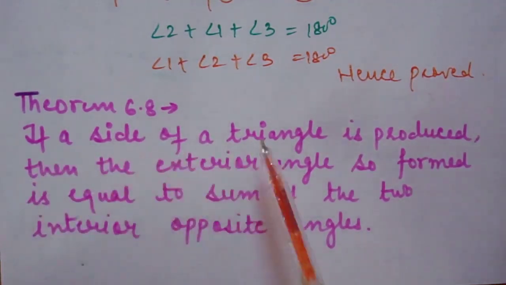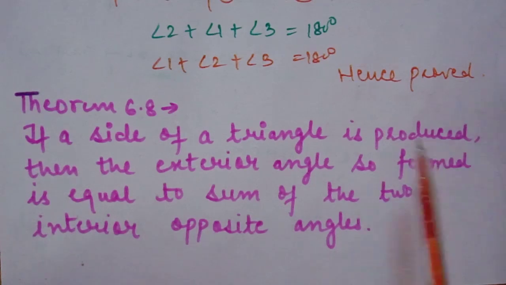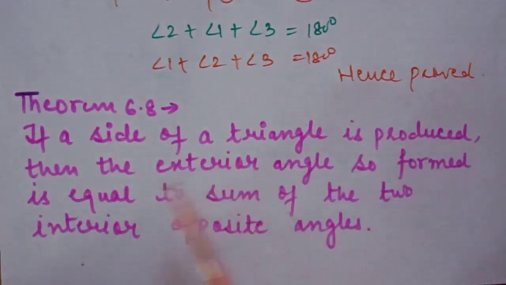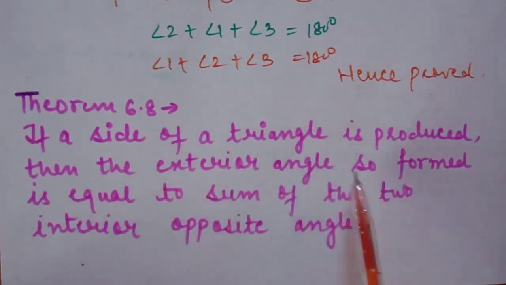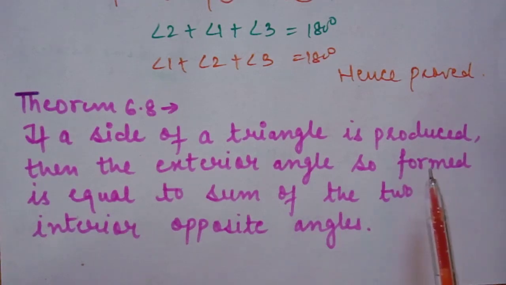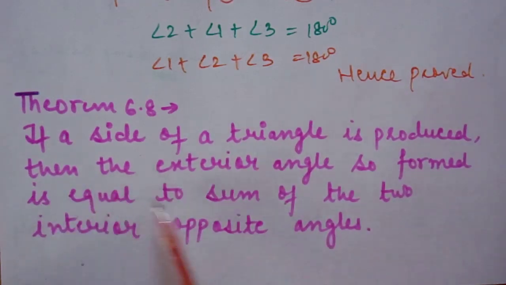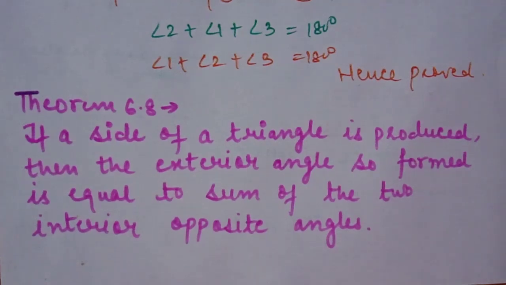If we produce a side of a triangle, then the exterior angle so formed is equal to the sum of the two interior opposite angles of the triangle. So, now we will prove this theorem.